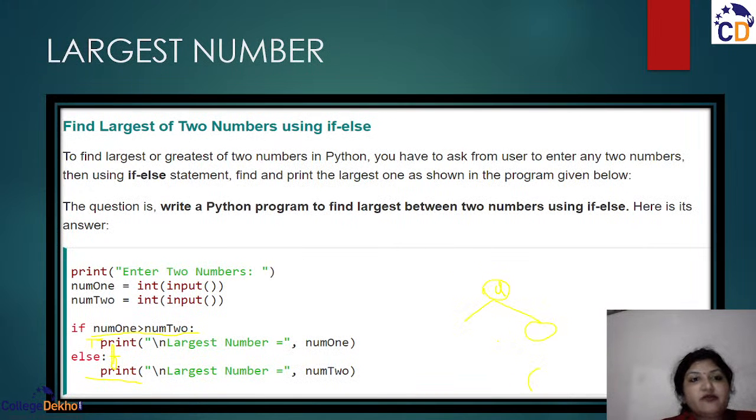Then we have the largest number. Now, if we want to find which number is the largest, we may be using operators. Again, these are operators: greater than, less than, equal to, greater than or equal to, and less than or equal to. So these are the operators which can be used to compare two values. For comparison, we may use any of them.